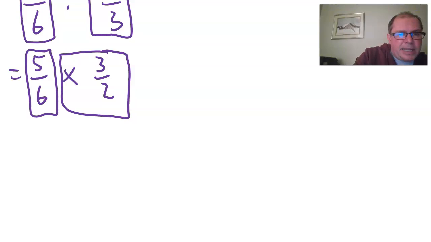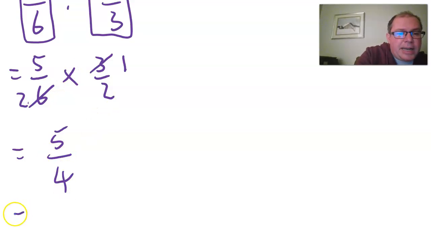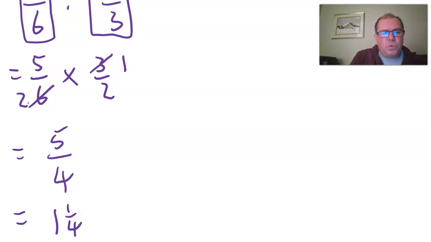Now, can you cancel anything here? Yes, we can. 3 over 6 is the same as 1 over 2. I think that's it. 5 times 1 is 5 on top. 2 times 2 on the bottom is 4. And 4 goes into 5 one time, remainder 1. So 5/4 is 1 1/4. So that's how to do that one.